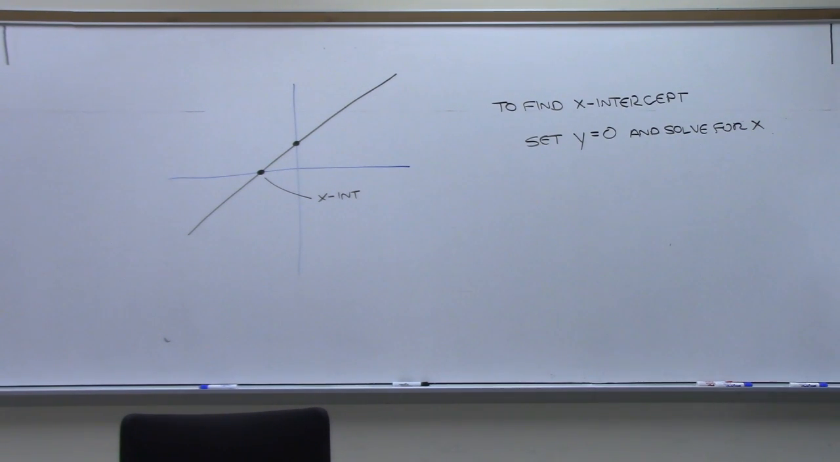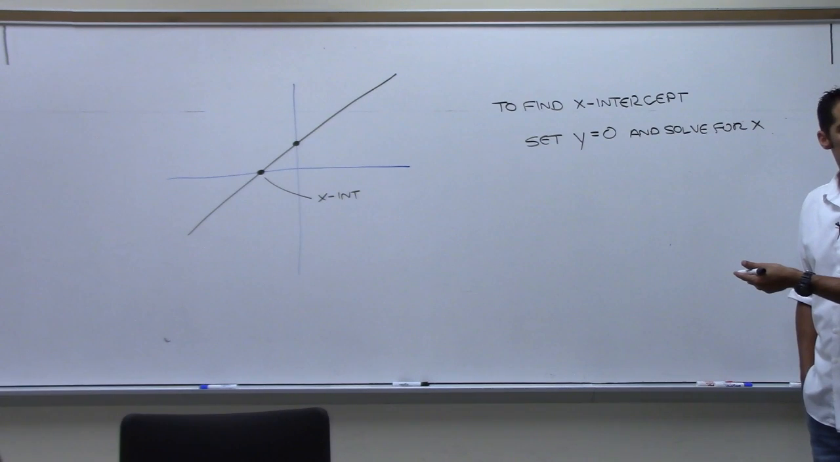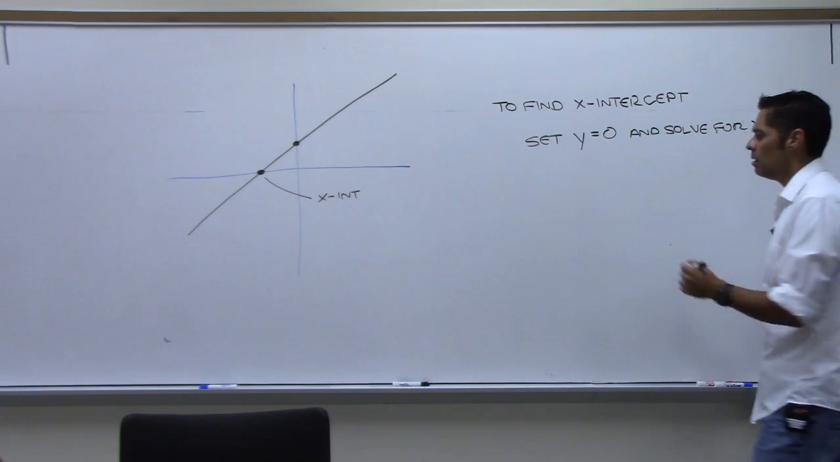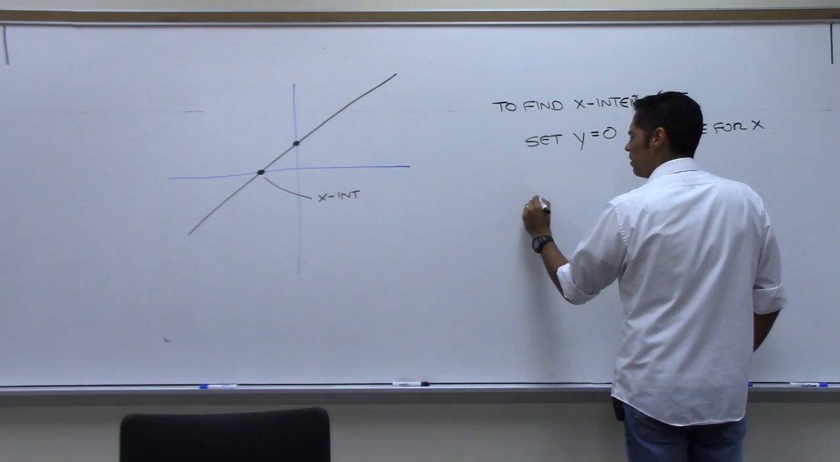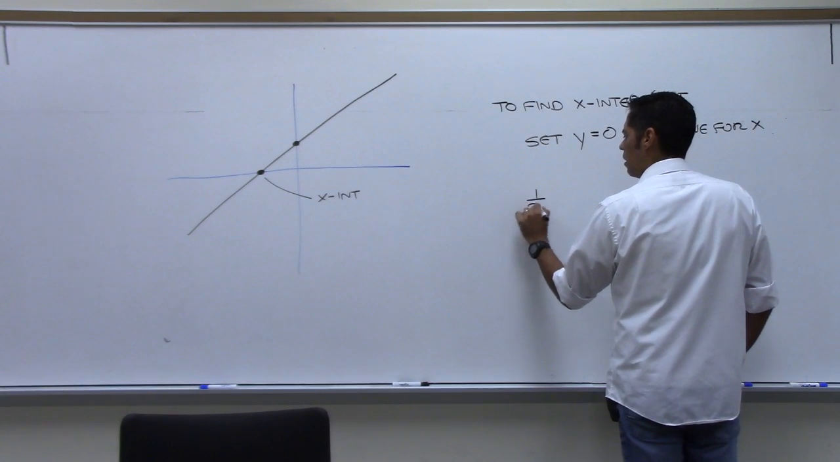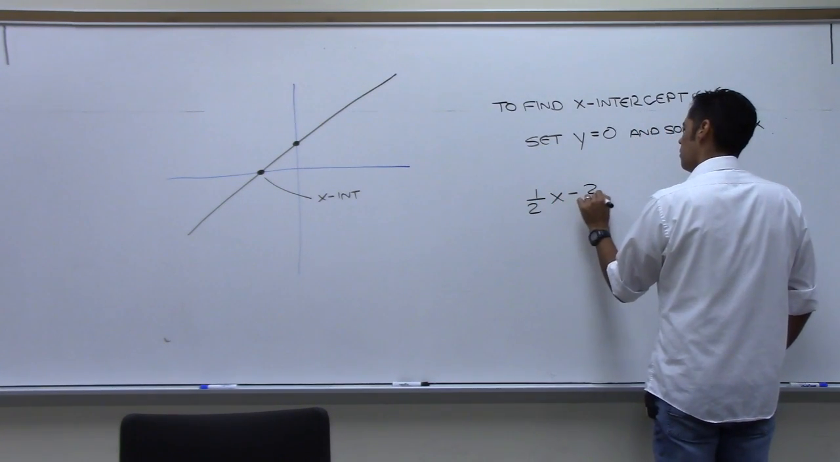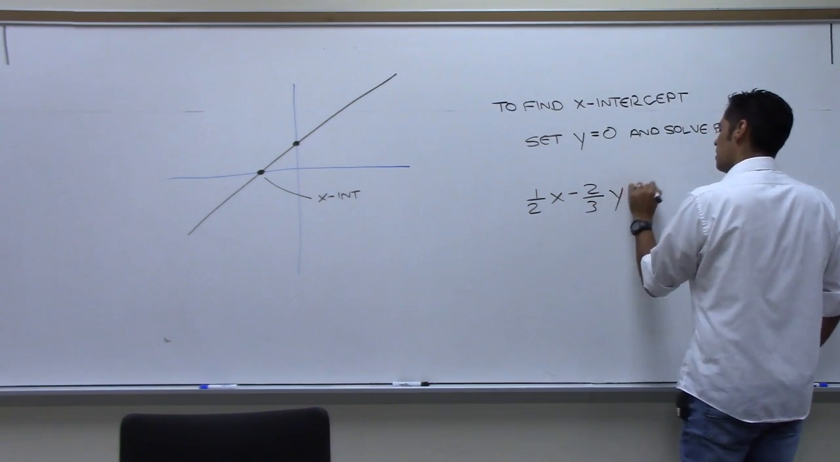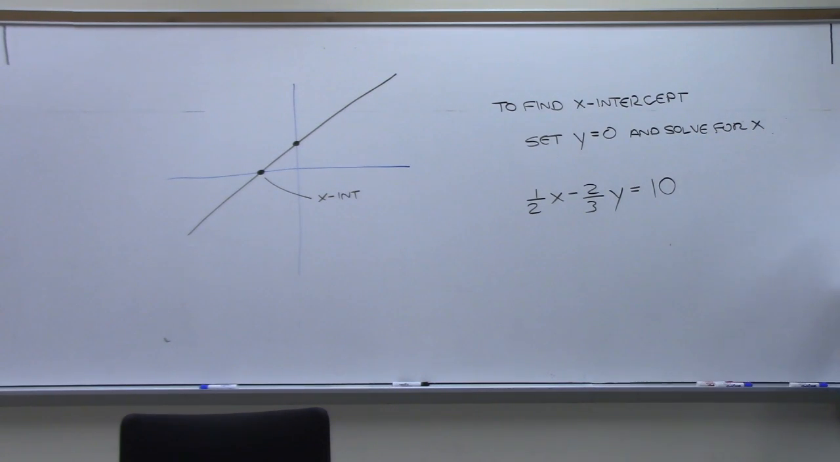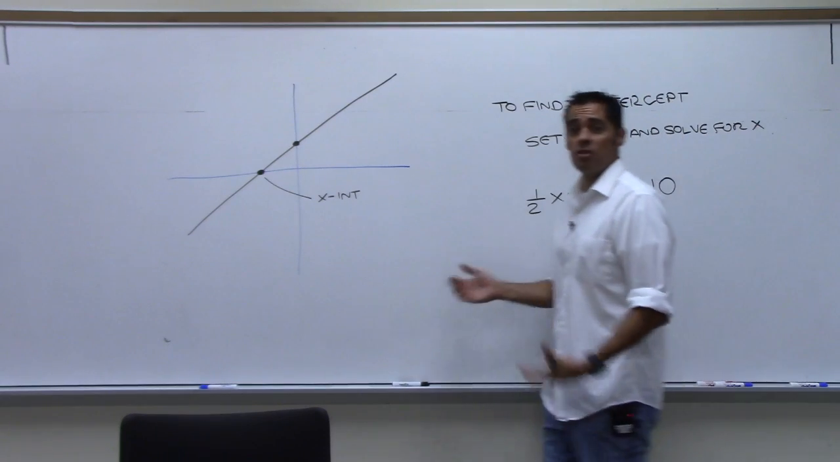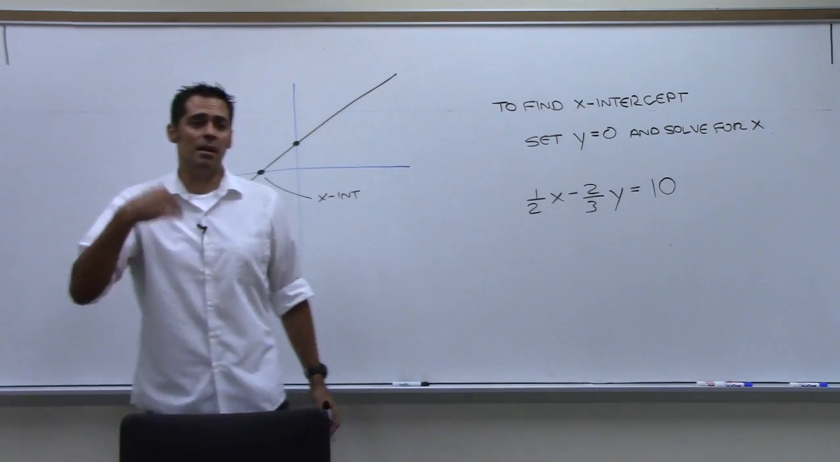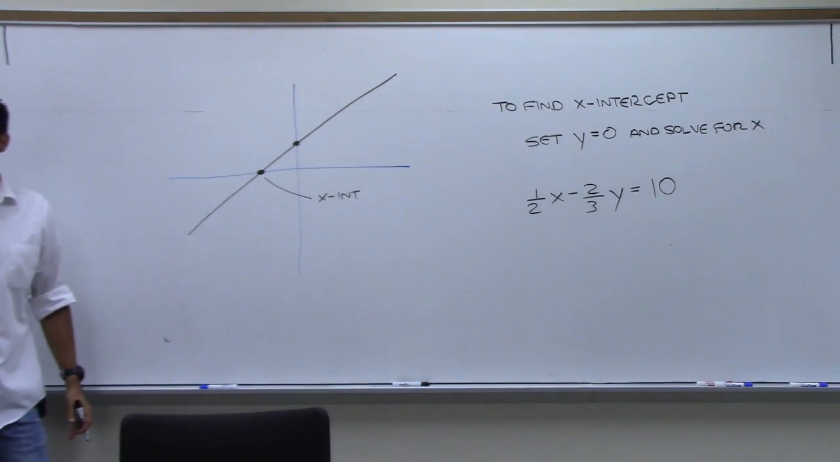So for example, the problem that I just gave you. What was the original problem? 1/2 x minus 2/3 y equals 10, like that. That was the problem, right? So on your homework, I'll say put this in slope-intercept form, which is what we did previously. But then I also want you to find the x-intercept.